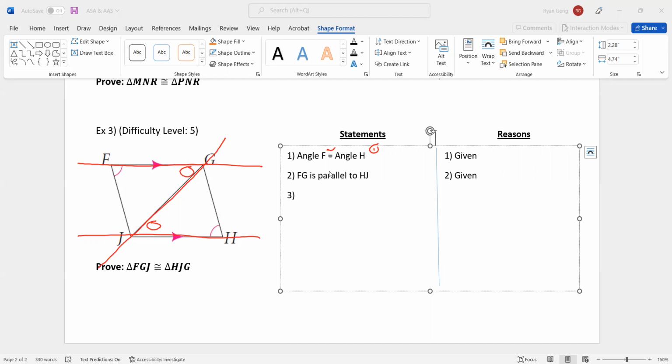Now I got to be very careful in how I name those. I can't say angle G is congruent to angle J. That doesn't make any sense. Angle FGJ is congruent to angle HJG. Why? Well, I have parallel lines and I'm concluding that the angles are congruent. That is alternate interior angles theorem. You got to have the word theorem at the end because we've talked about that before. All right, so that's the second piece.